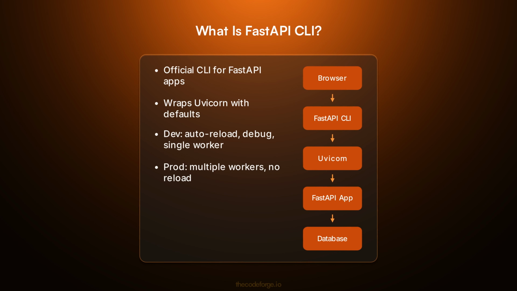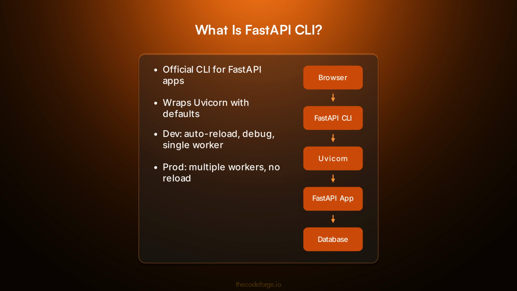FastAPI CLI is the official command line tool that wraps Uvicorn with sensible defaults. For development, it enables auto-reload and debug mode with a single worker. For production, it disables reload, binds to all interfaces, and supports multiple workers with graceful shutdown.